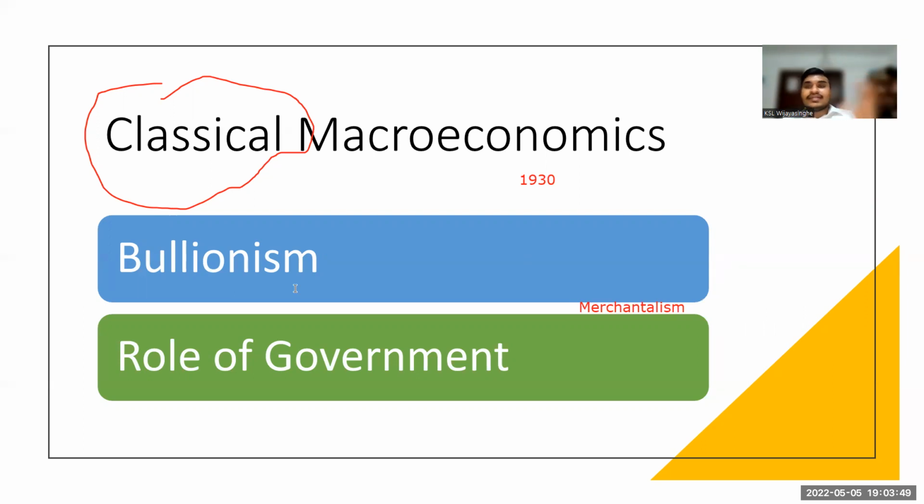So up until the 1930s, there was this mercantilism concept. What do we mean by mercantilism? There were two important factors or branches. One is Bullionism and the other is the role of the government. Bullionism is where the country which has the most amount of precious stock is considered the wealthiest nation on earth.